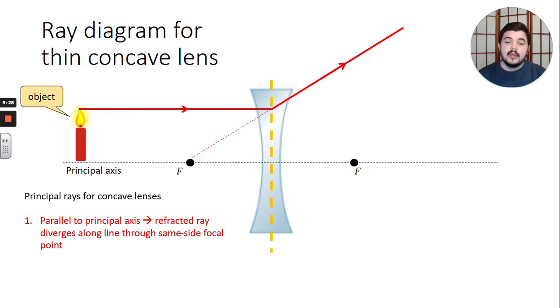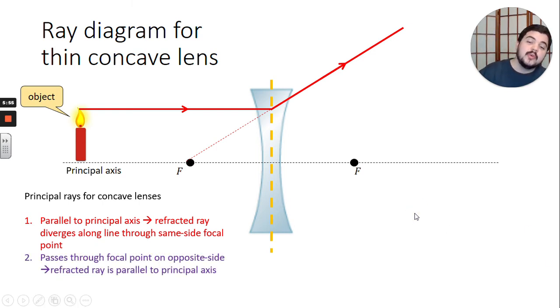So the last example with the converging lens, this parallel ray went this way through the focal point to converge, whereas the parallel ray through this concave lens needs to spread out, so it can't go down through this focal point, so it's got to be along a line through the other one. So it's got to go through the focal point that lets it spread out and diverge.